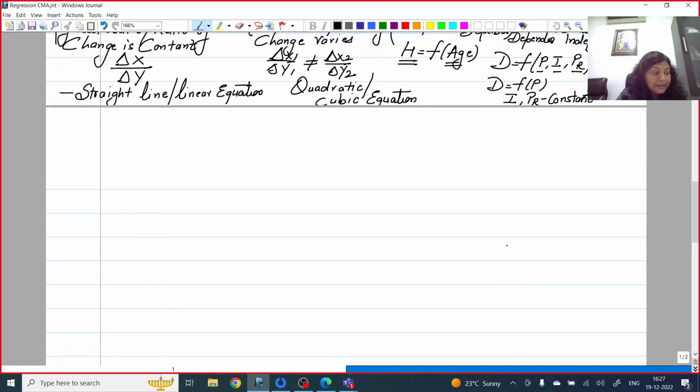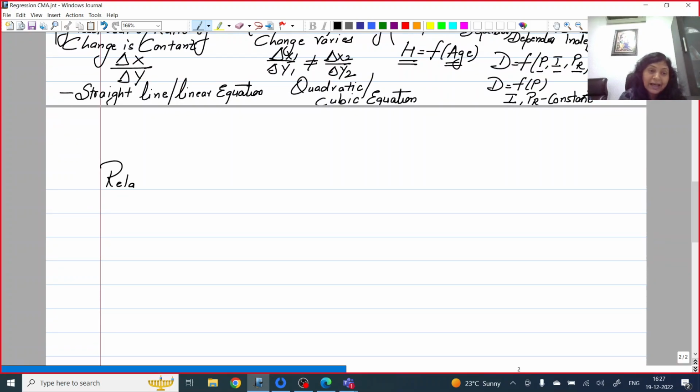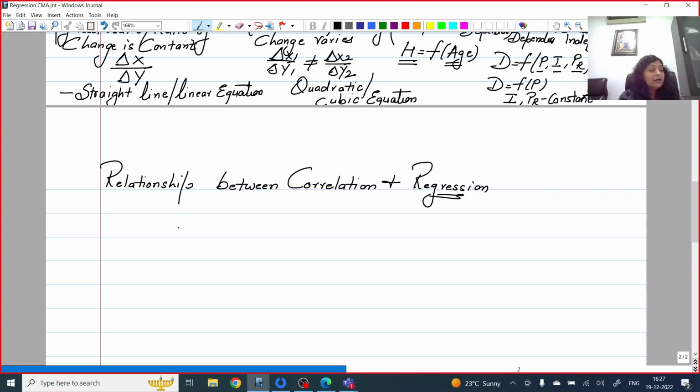Now the next thing is the relationship between correlation and regression. In case of regression, what we'll do is find the regression lines. So in regression, basically we compute regression lines or regression equations.